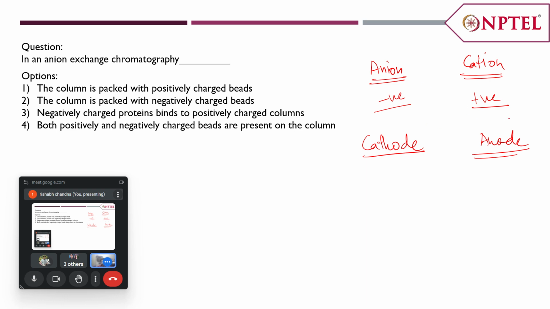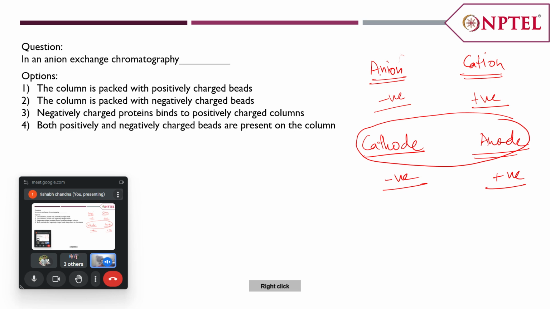Okay, please check this and let me know in the next meeting. Cathode is negative charge, and anode is positive charge.